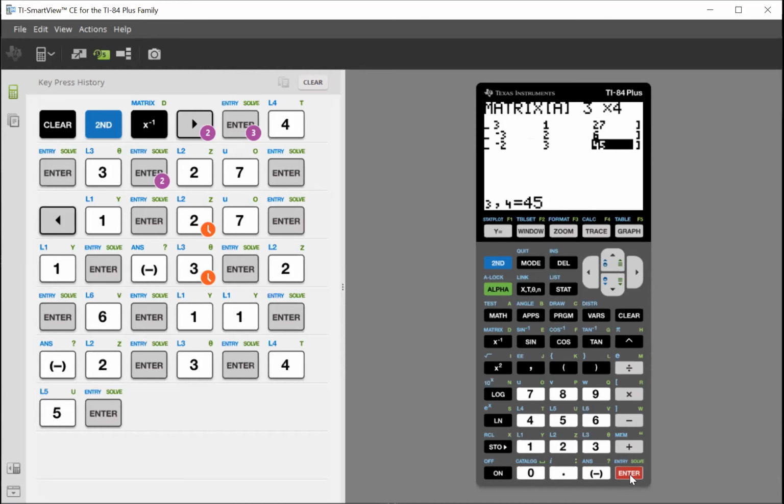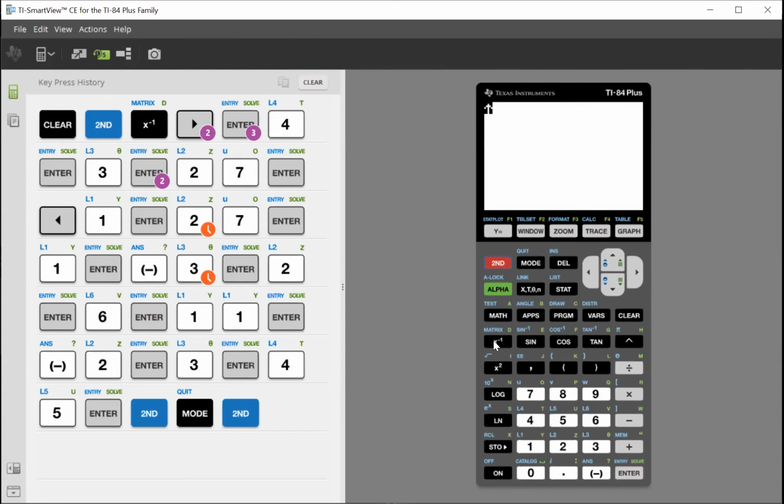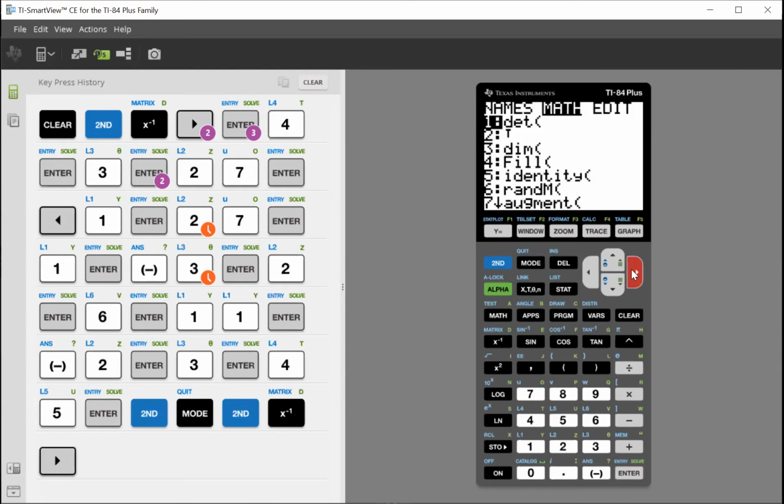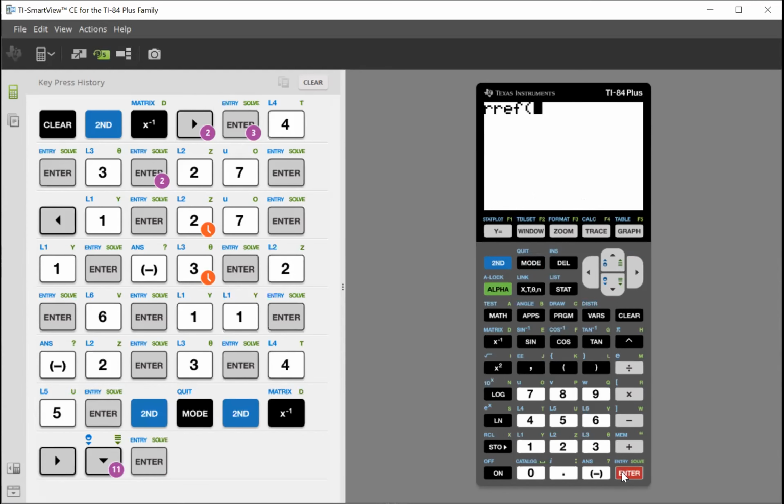So remember, I now have the matrix in the calculator, so I'm going to hit second mode to quit that screen. Now the calculator thinks that I just put in my matrix A. It's all stored in there. So let's go get the operation we need to do. Hit second, x -1, arrow right to math. Once you're in the math column, arrow down and find RREF and hit enter.